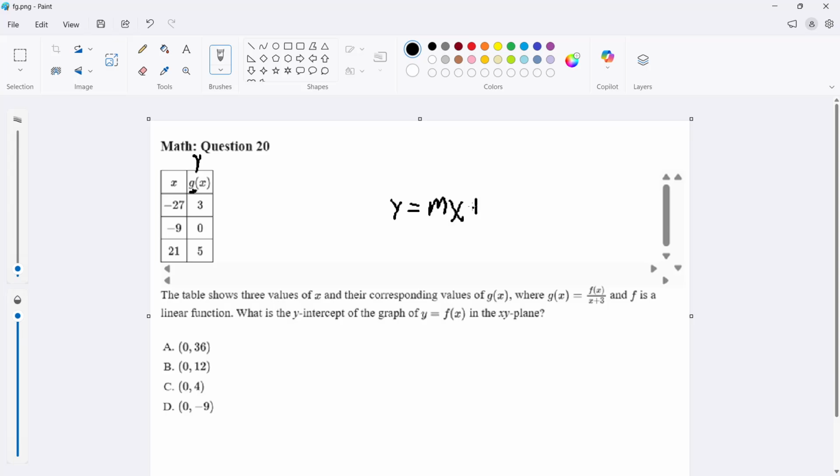mx plus b. Because if I try to do a regression with, even if I do y and then f of x in the regression, and I'll show it, it's not going to know what to do. So I have to make g of x, or what I'm going to call y, some function that includes a linear function, and I'm just going to call it this.